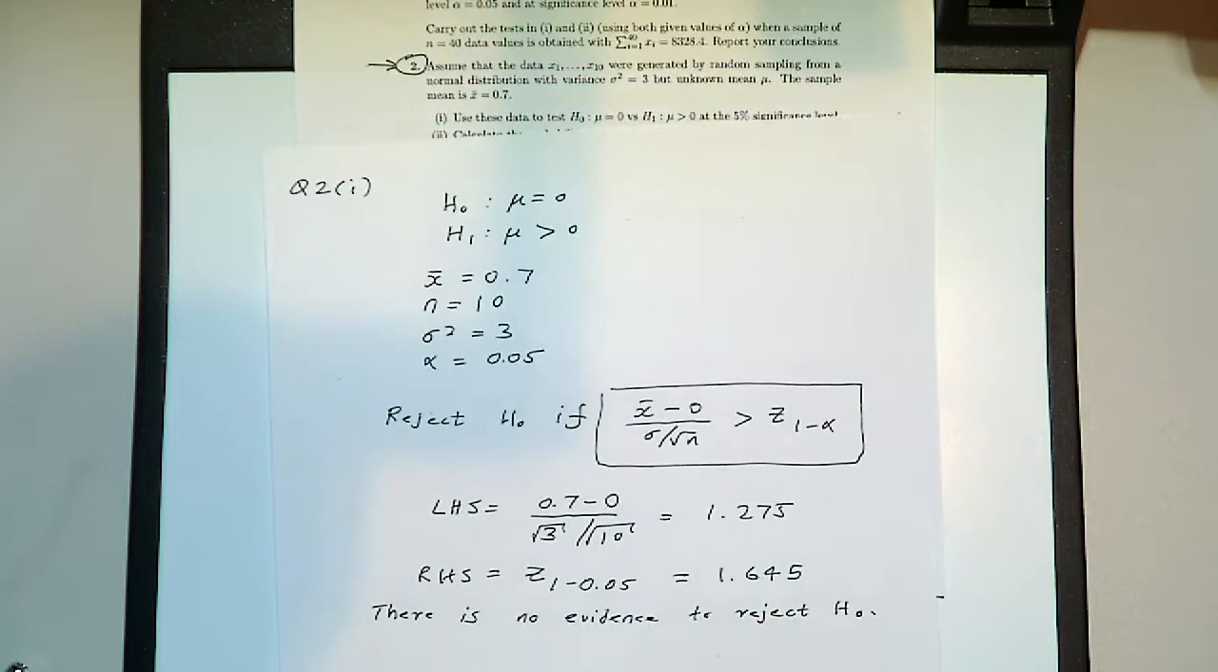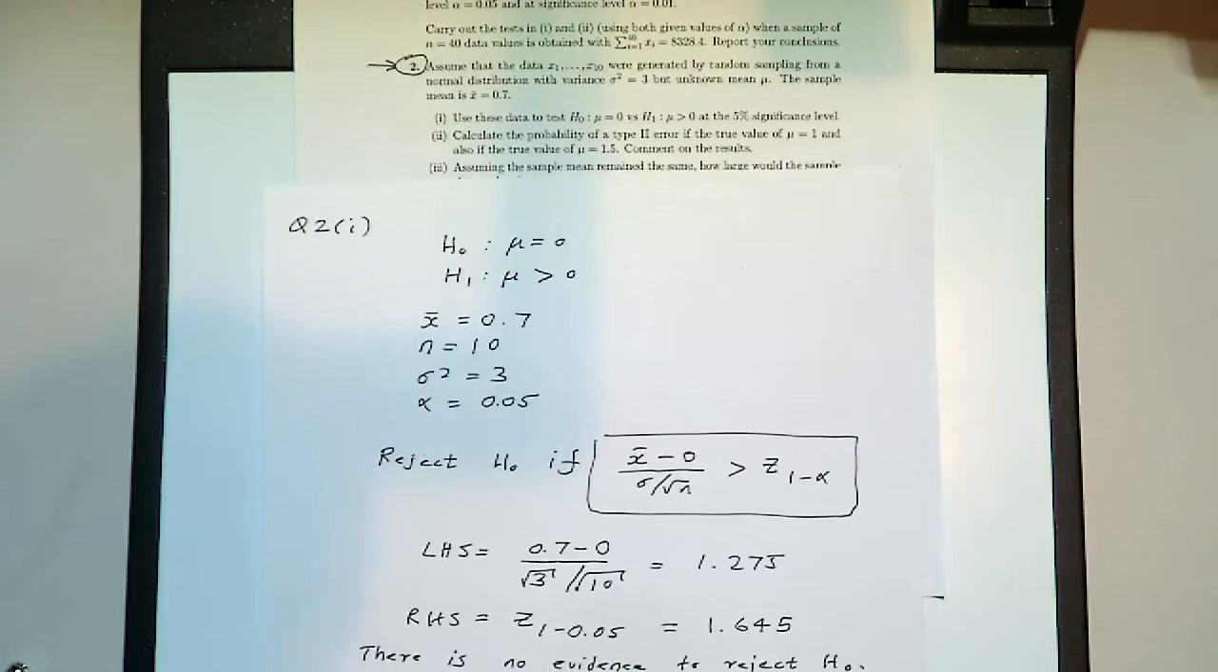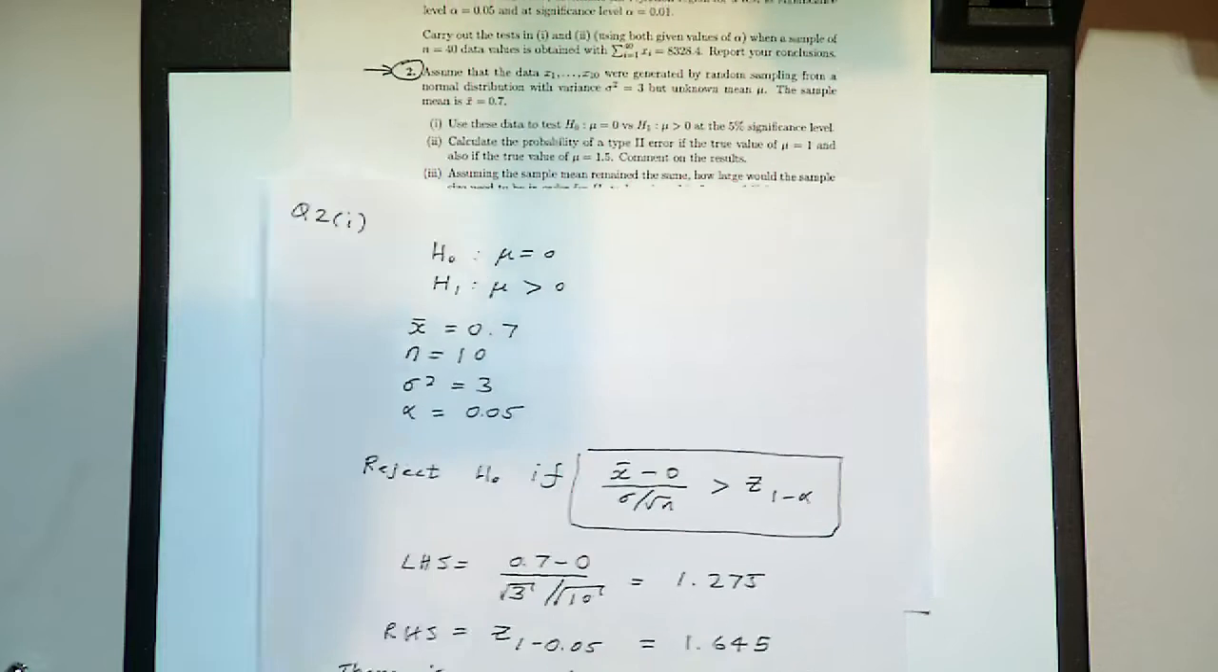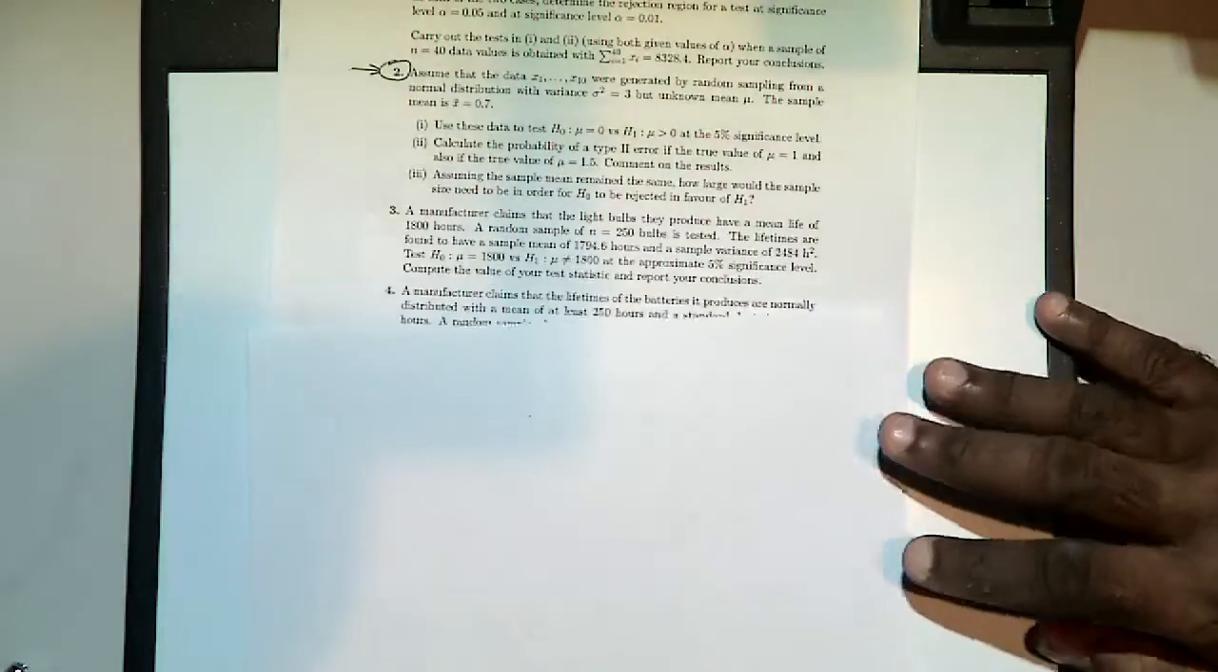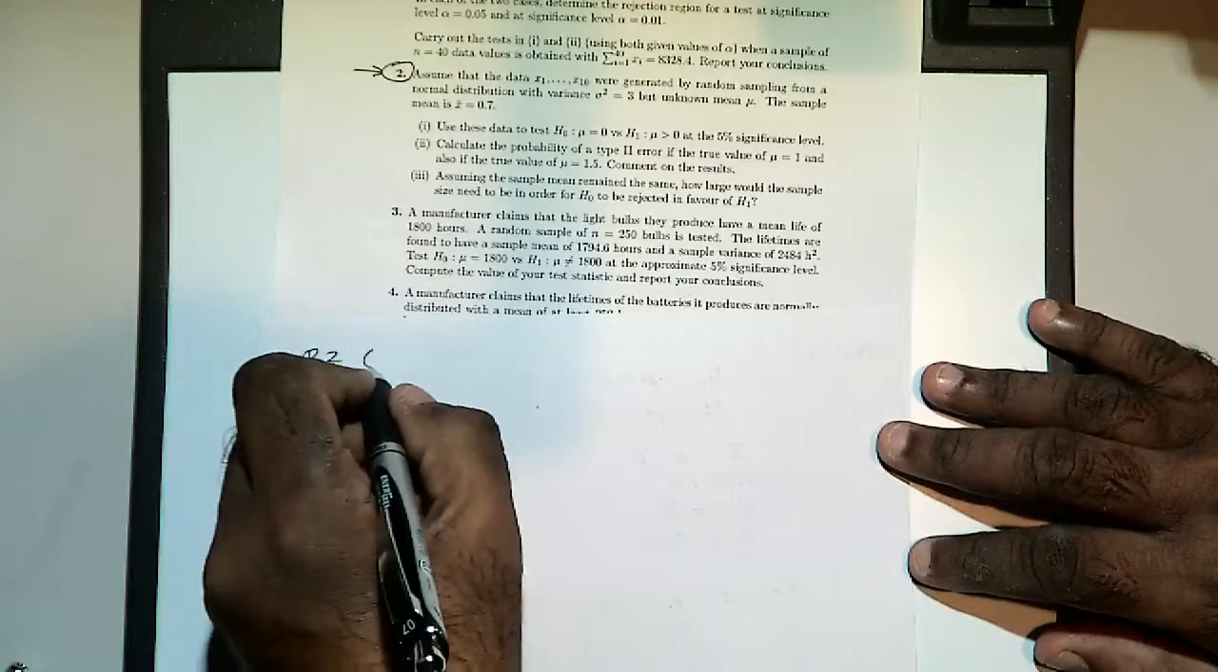Okay, guys, so that's part 1. This is very similar to question 1. Now, part 2, is this okay with everybody? Yeah? Right, part 2 is a little bit different. Part 2 is asking you to calculate the type 2 error probability when the true value is mu equal to 1 or equal to 1.5, right? So let me turn the page, if you don't mind. So this is question 2, part 2.